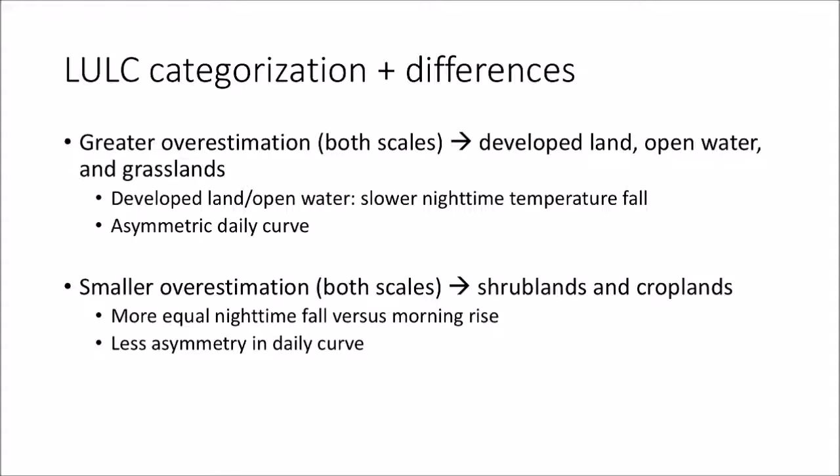The smaller overestimation, at both scales, were the shrublands and croplands, so typically, I'd say, in the Great Plains. In places like that, you don't really have developed land around, you don't have big forests, you don't really have anything capturing the heat. So you have a very quick nighttime fall and daytime rise in temperature, so you have a more symmetrical curve, so minimal differences between the methods there.